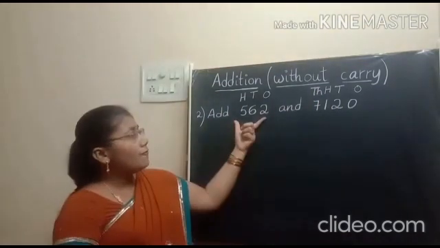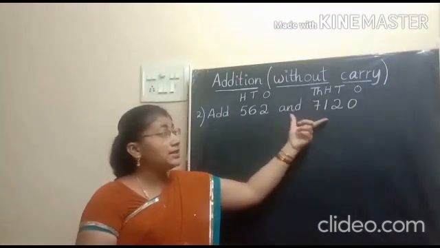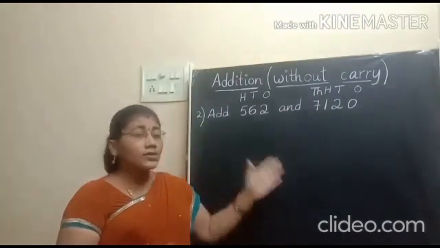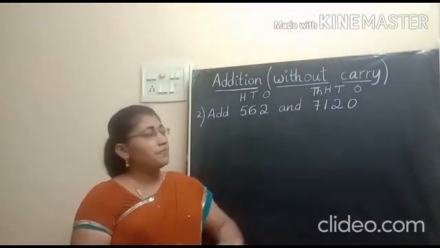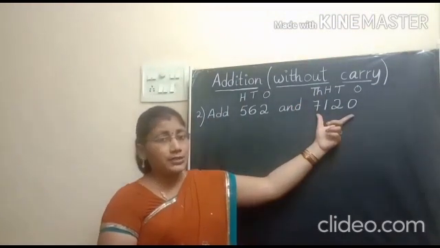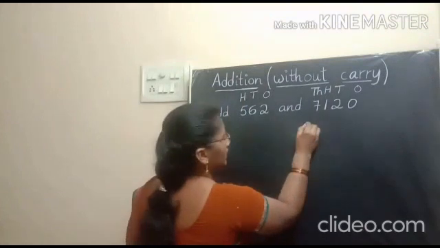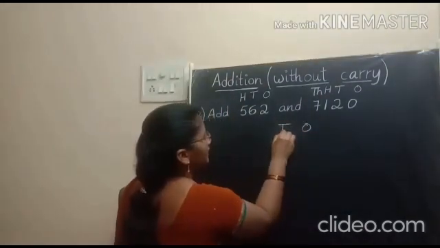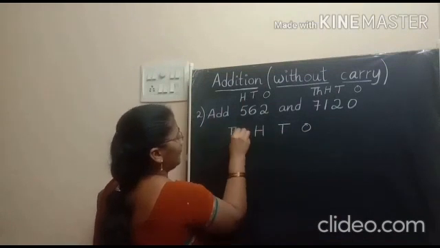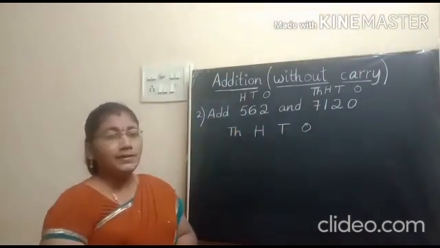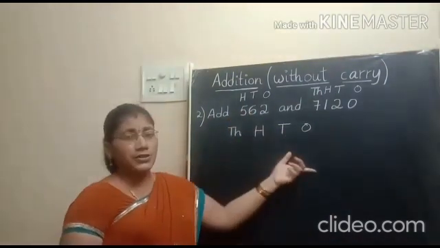Here we have one 3-digit number and one 4-digit number. To represent these two numbers as columns, we should need the highest number of places. How many places? Here we are using 4 places. So, we should take 4 places. Ones, tens, hundreds and thousands. Understood, children?